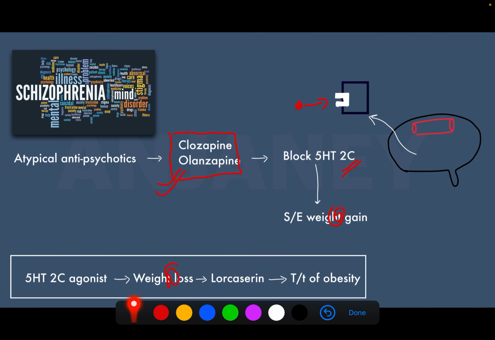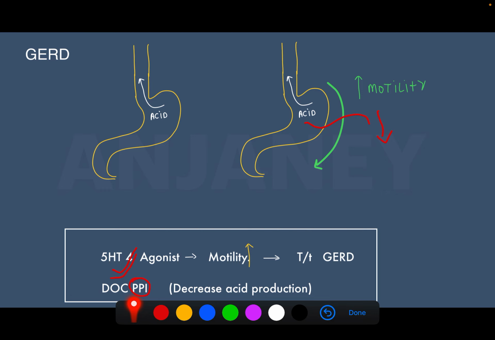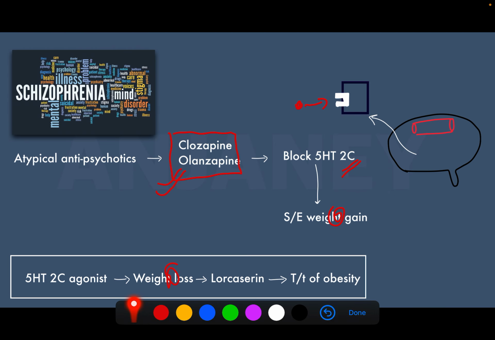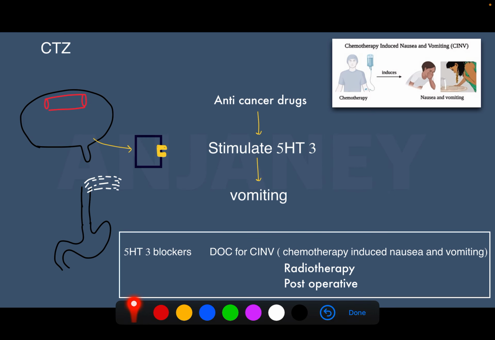So this is done. Now the last one. In all these places we were using agonists, right? Now there is an area called the CTZ area in the brain. This area has the 5-HT3 receptor. Whenever a drug stimulates this receptor, let's say an anti-cancer drug is stimulating this receptor in the CTZ area, then there is vomiting.